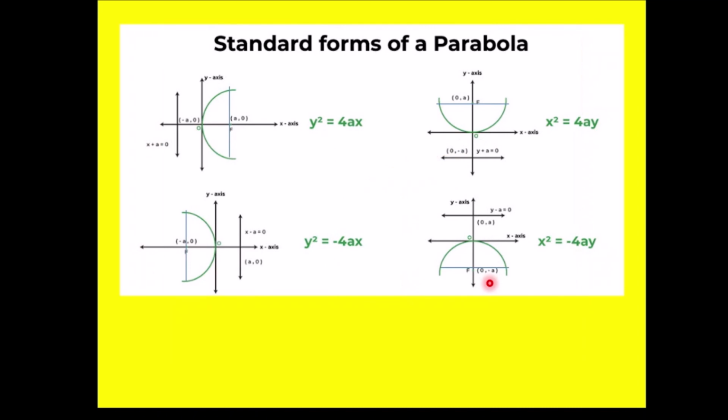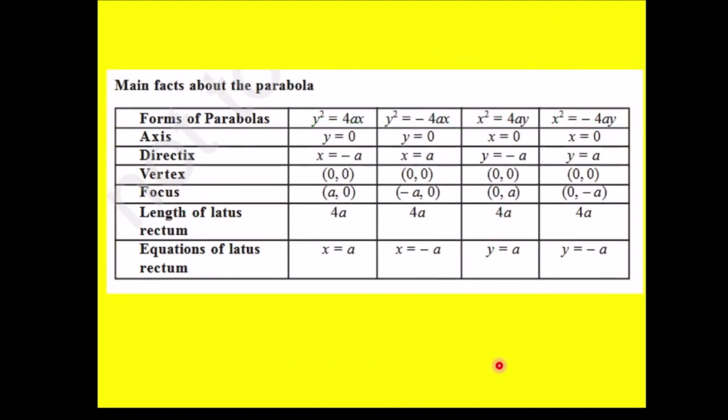So, in all the standard forms of parabola, the latus rectum is always 4a, whether we take the right parabola or left parabola or upward parabola or downward parabola. In all the 4 cases, the length of the latus rectum is always 4a. So, this is the table which you are supposed to draw in your notebook also. This table with all the facts.